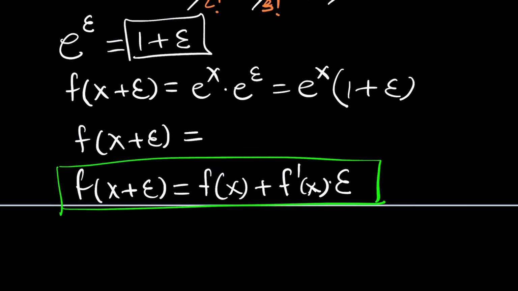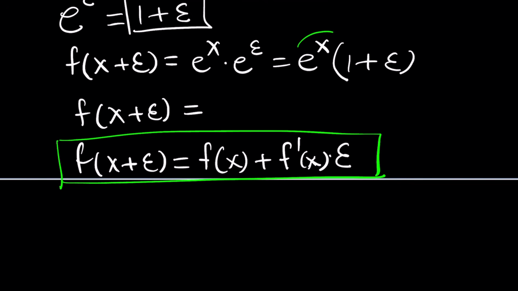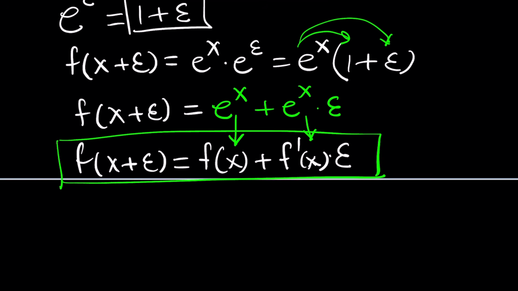Now, let's go ahead and see if this is verified. Of course, we're going to use the distributive property. So this is going to be e to the power x times 1, which is e to the power x, and then plus e to the power x multiplied by epsilon. It's going to be e to the power x times epsilon. And guess what this is all about? F of x is e to the x, and its derivative is also e to the x. Again, it's been verified one more time for the exponential function.